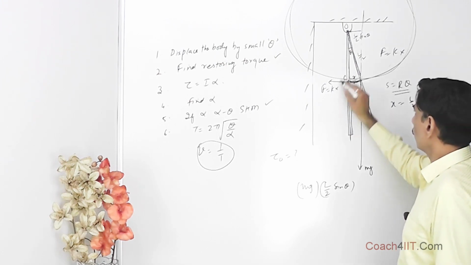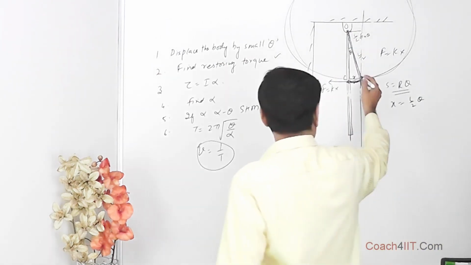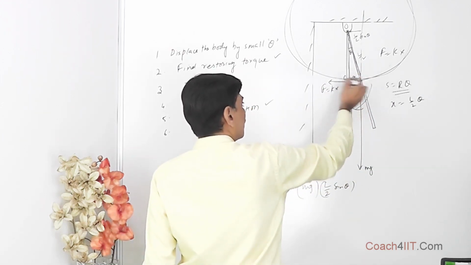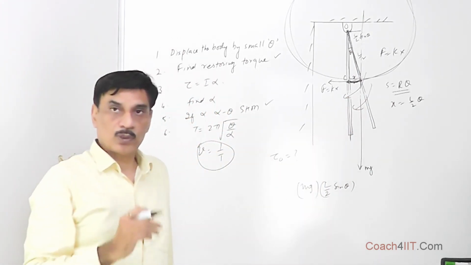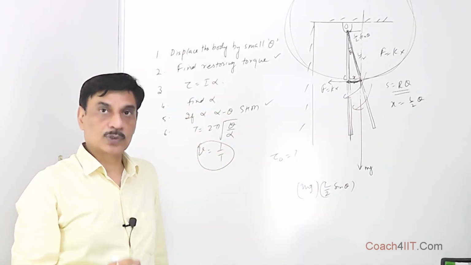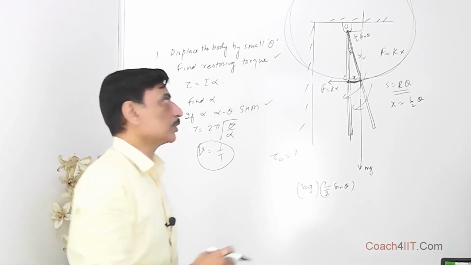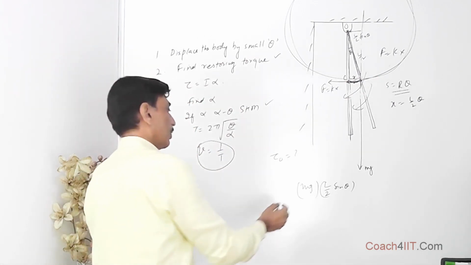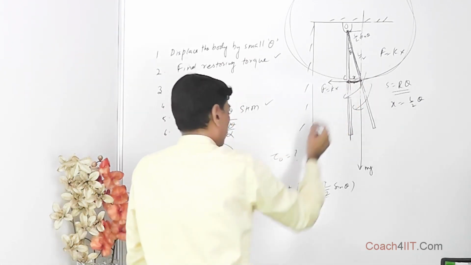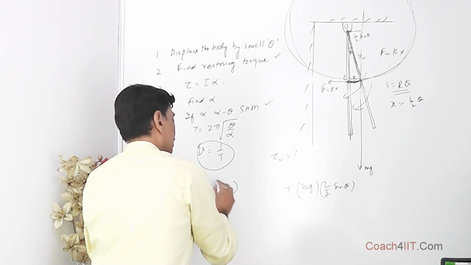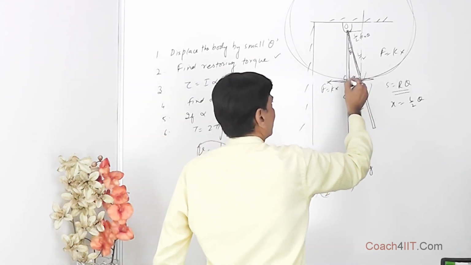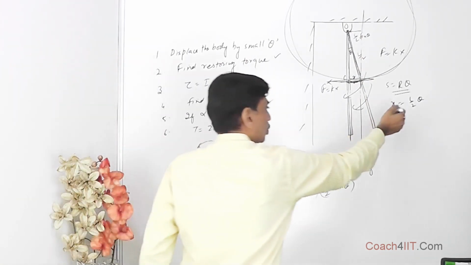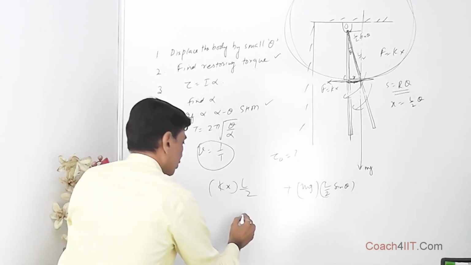The torque of this force about O is also trying to move it this way. The torque of mg is trying to move it this way, and the torque of the spring force is also trying to move it this way. So both the torques are in a clockwise direction, so they will get added up. The net torque, which is trying to move the body towards its mean position, is one torque plus the torque of this force. The force is kx, and the distance is L by 2. Also x is equal to L by 2 into theta, so we can put that in.